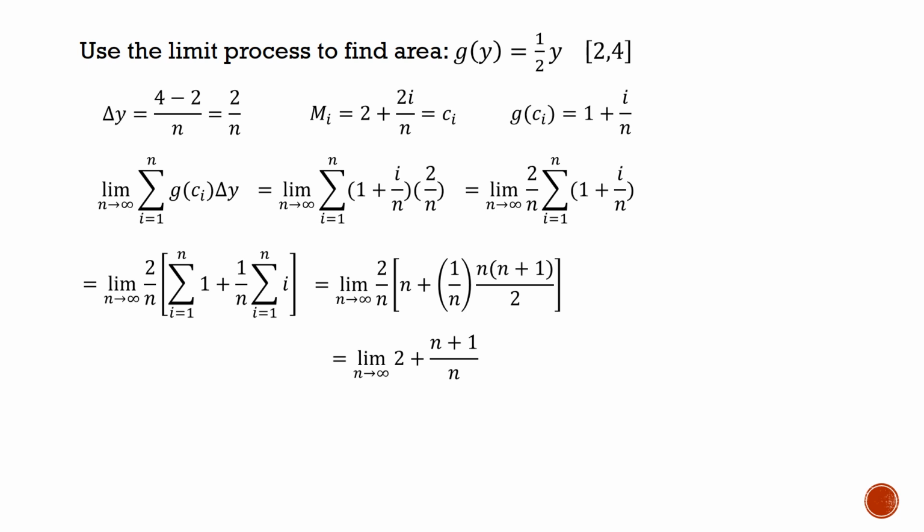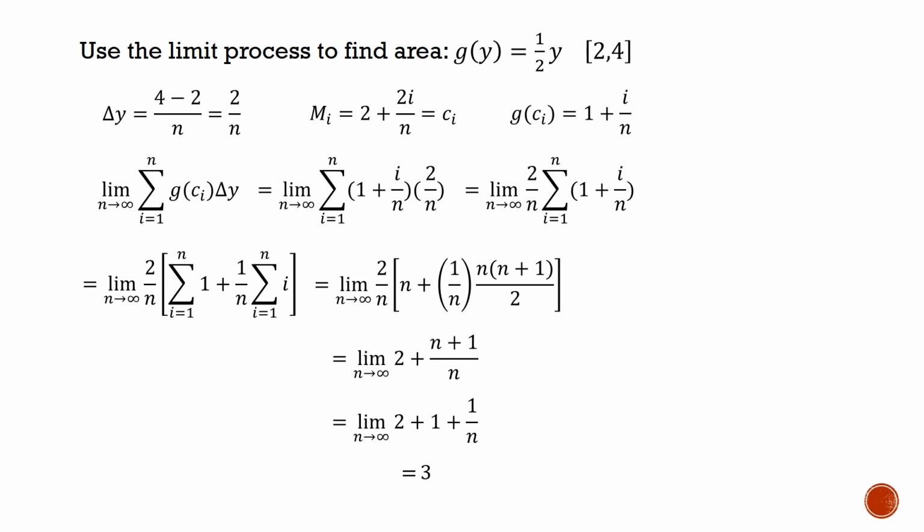We're not done yet, we're very close. We're going to simplify this a little bit further, and we're going to end up with 2 plus 1 plus 1 over n. Now once again, we're evaluating the limit as n approaches infinity. We have 1 over n, so as n gets larger and larger and larger, 1 over n approaches 0. So what are we left with? 2 plus 1 plus 0. And 2 plus 1 plus 0 is simply equal to 3.